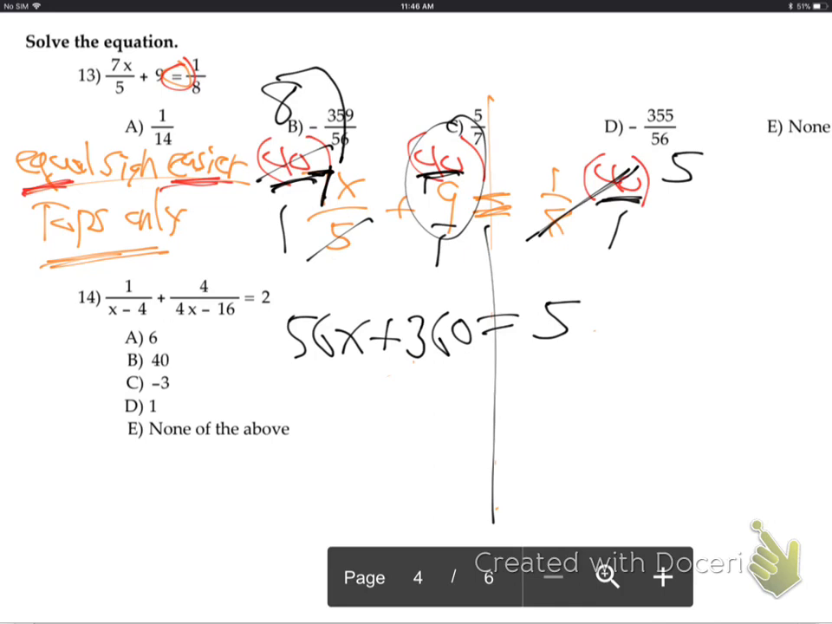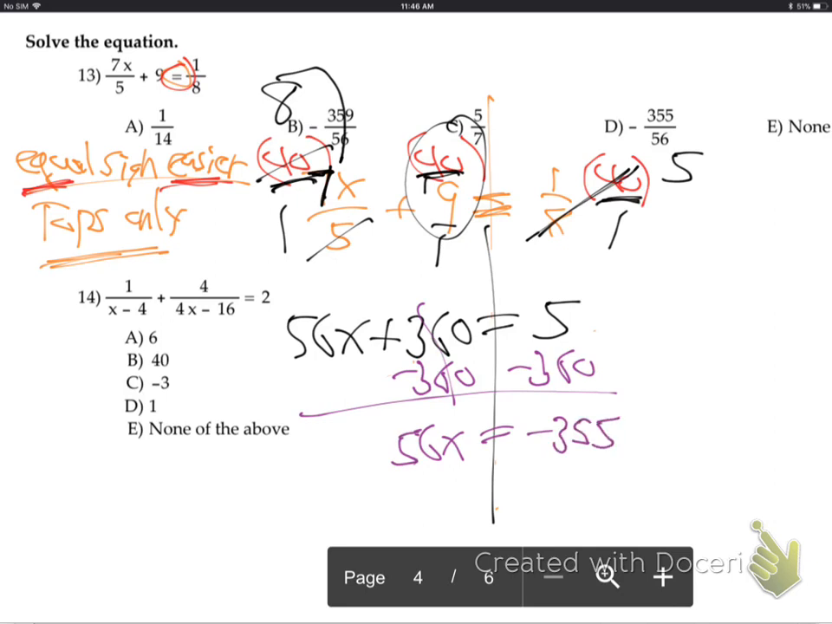So now how do we finish solving for x? Subtract that 360. So 56x equals, kind of getting messy there. What is that, minus 355? And then last step, divide by the 56. Is that nice or is that ugly? That's just it, huh? Minus 355 over 56. Okay, there it is.